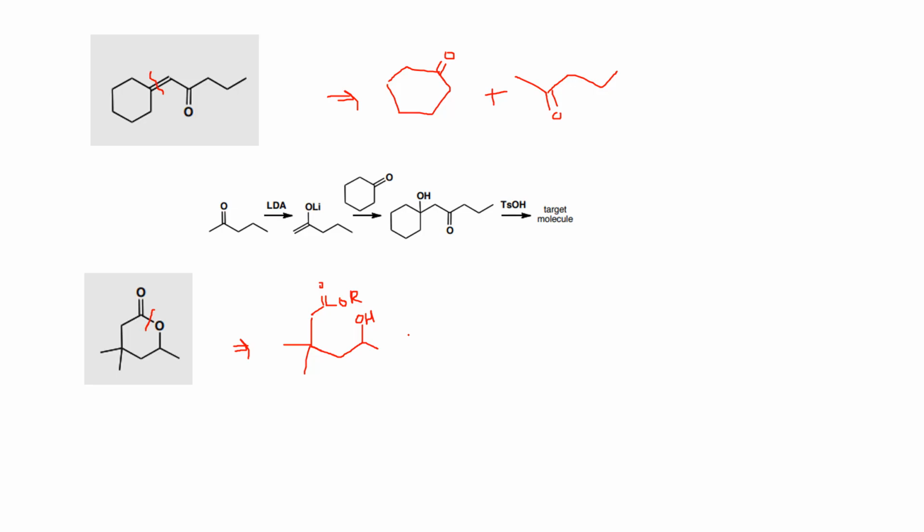Now in the next step, as this is 1, 2, 3, 4, it can be formed through 1,4 addition. So if you just break this bond, imagine there is a negative charge at this position and a positive charge.